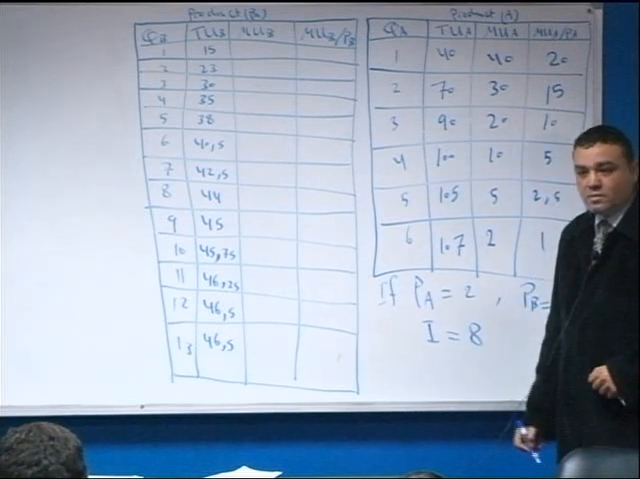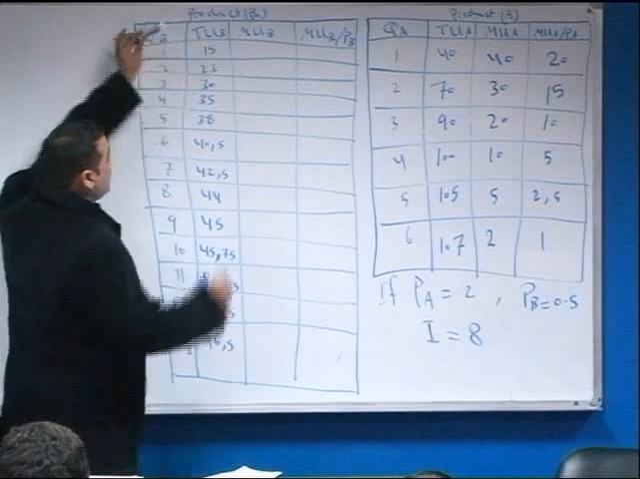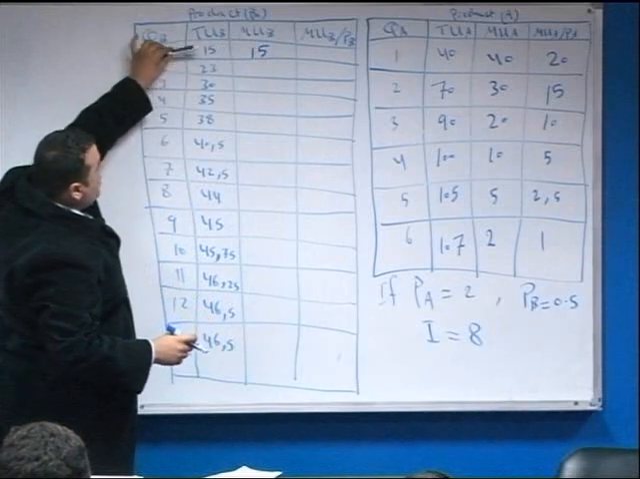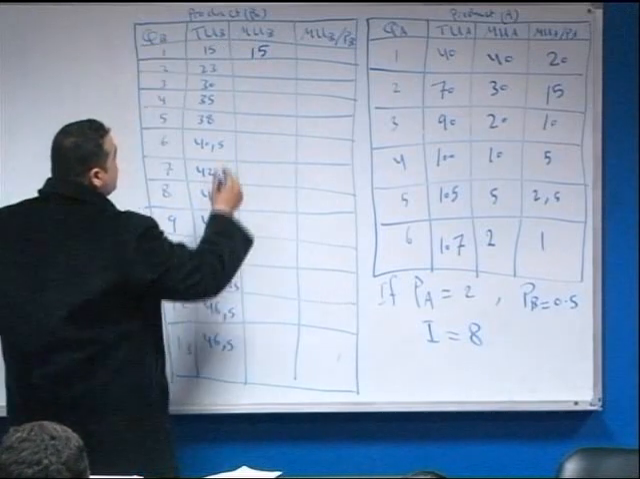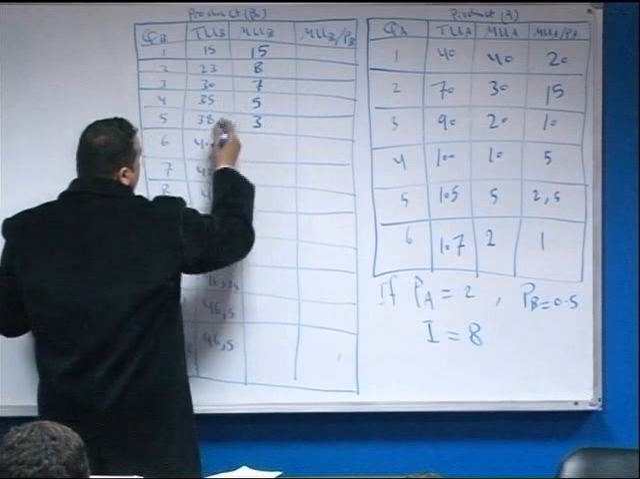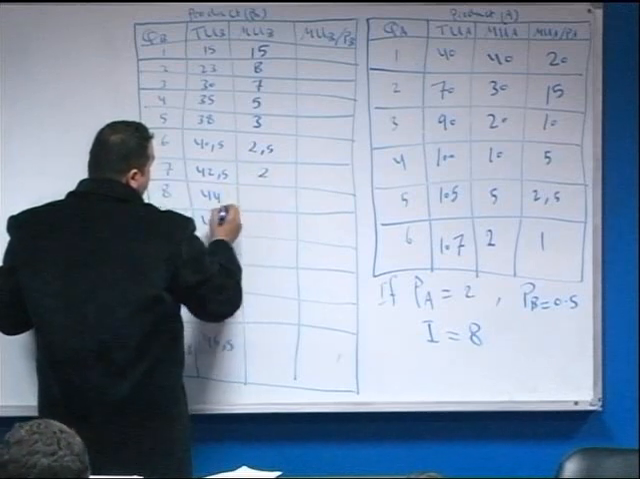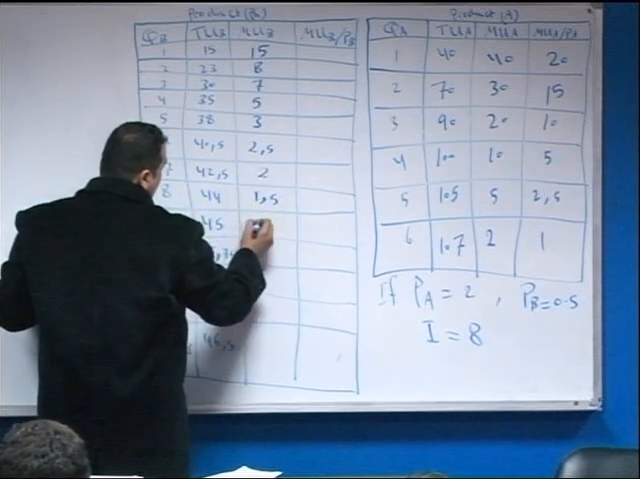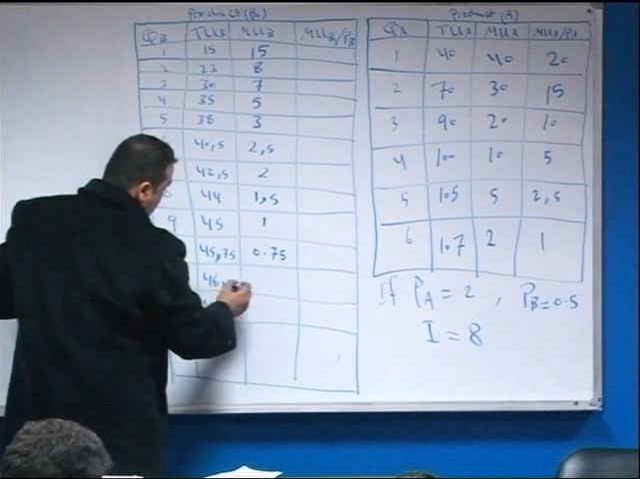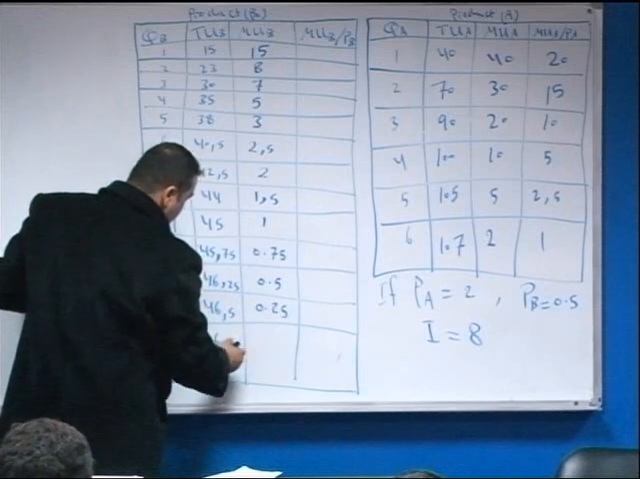What about the second product, product B? For product B, the marginal utility of B: 15, then 23 minus 15 over 2 minus 1. How much? 8. Then 7, 5, 3, 2.5, 2, 1.5, 1, 0.75, half, 0.25, and the last one, 0.